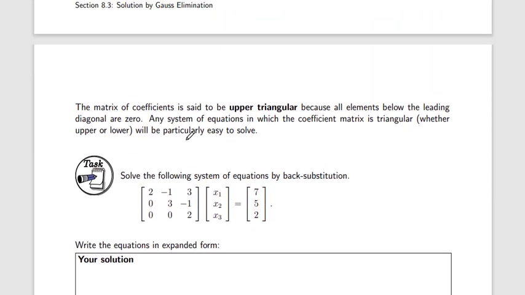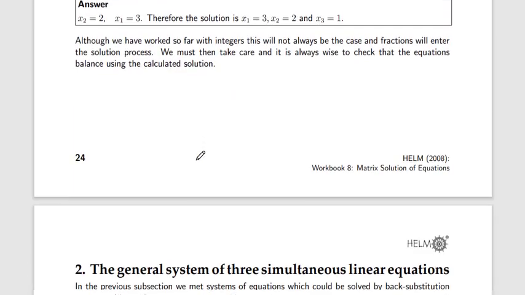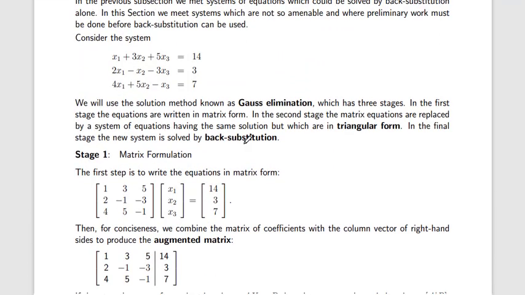Okay, augmented matrix. First we have to make this linear equation into matrix formation. How to make matrix formation? Take the coefficients of x1, x2, and x3, like 1, 3, 5, and here 14. Second equation, coefficients 2, minus 1, minus 3. You can see here 2, minus 1, minus 3.